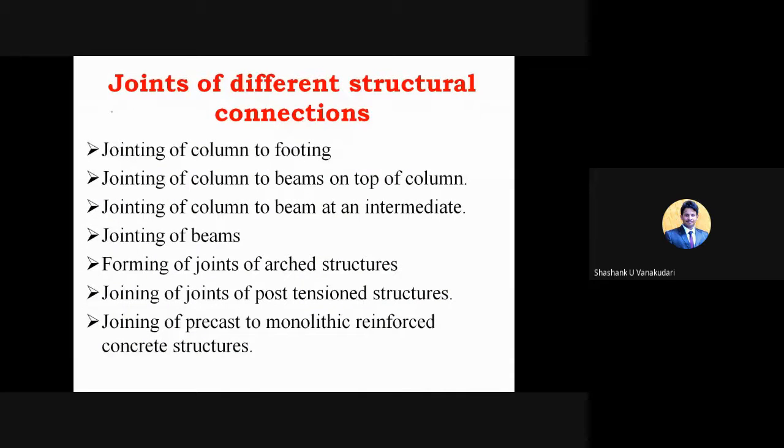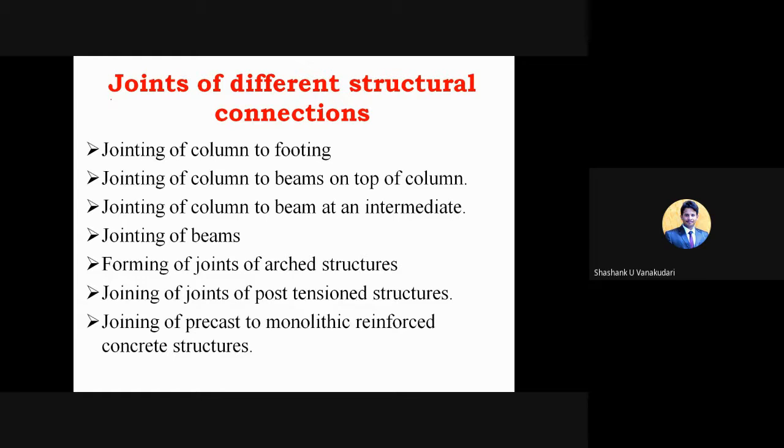Then the most important concept, that is joints of different structural connections. Here you can see various structural components: beam, column, footing, slab, doors, windows, right? In the prefabrication concepts, the joining process is most important. So we need to concentrate more on these factors, like which type of connections we need to provide on which type of building, and which connection is suitable to consider that particular load. So many various concepts are there. We'll study one by one.